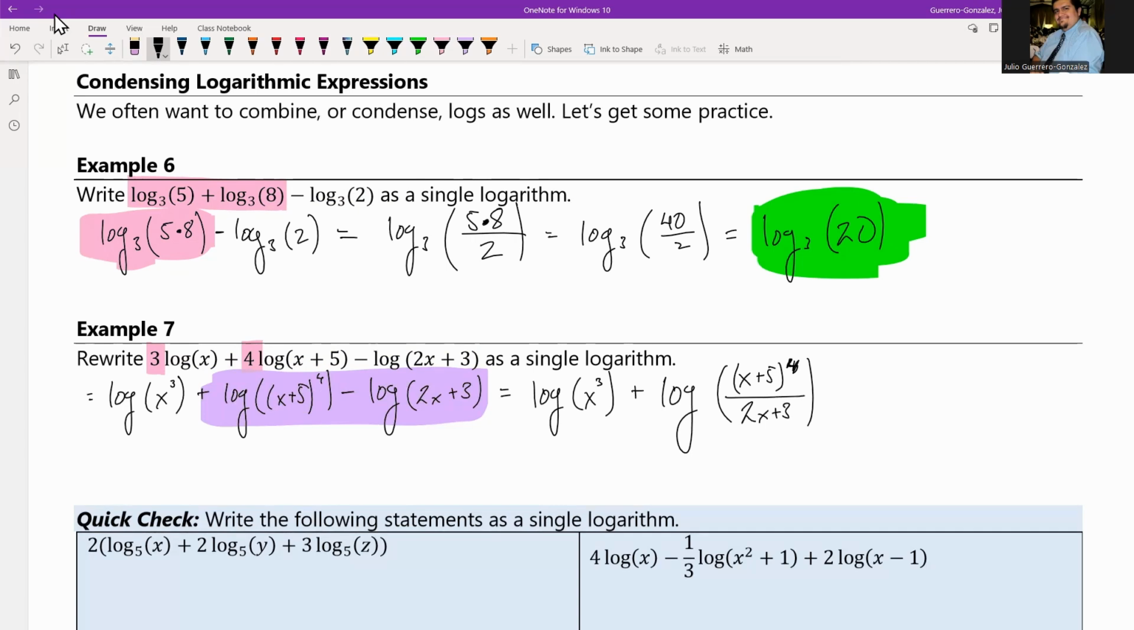And now I can use my product rule with the remaining two things. So this is also equal to log of x cubed times (x plus 5) to the fourth over (2x plus 3). Double ding there. And we are done. This is as far as I want to take it. If you do it in the other order, that is perfectly fine. You should get the same answer.